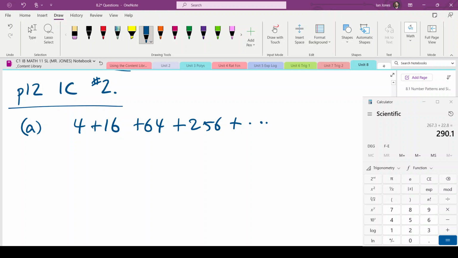Well, what jumps out at me is that they're all powers of 4. Okay? You might start with they're all multiples of 4. You might start with they're all multiples of 2. Those are good places to start. But if you look at them more, you see that they're all powers, not to the 0, to the 1. They're all powers of 4.